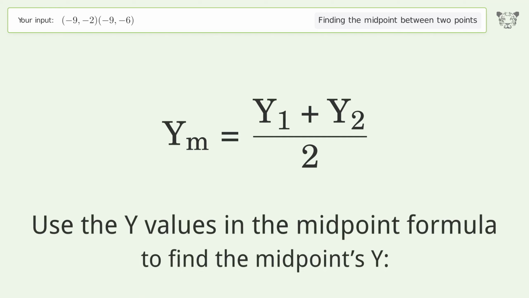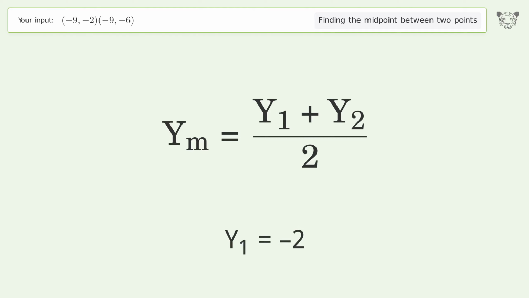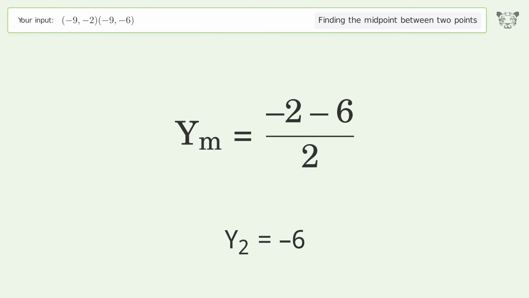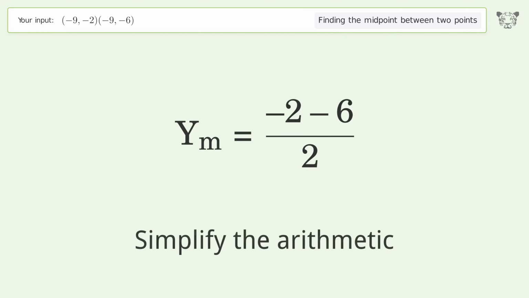Use the y values in the midpoint formula to find the midpoint's y. y1 equals -2. y2 equals -6. Simplify the arithmetic.